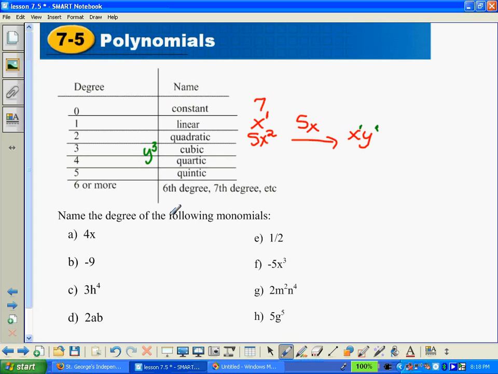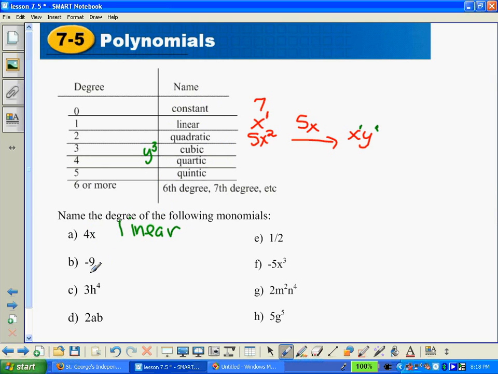No, sorry, that's wrong. I wonder if you caught me. Not constant. Degree 1 is linear. In example B, there is no variable. If there's not a variable, this one's a constant. I got ahead of myself before. Example C, the exponent of the variable is 4. Degree 4 is quartic.